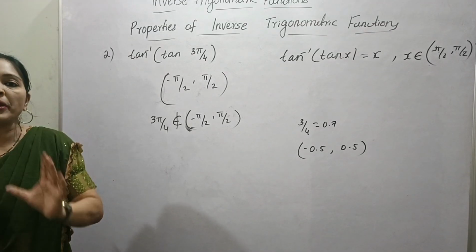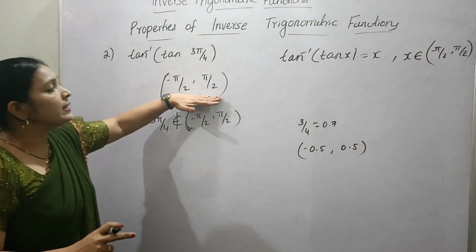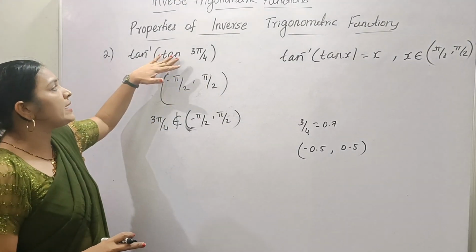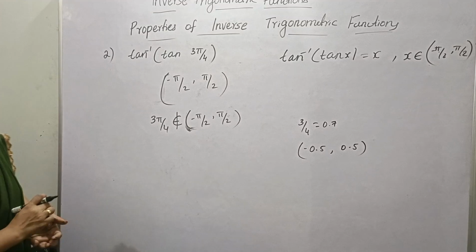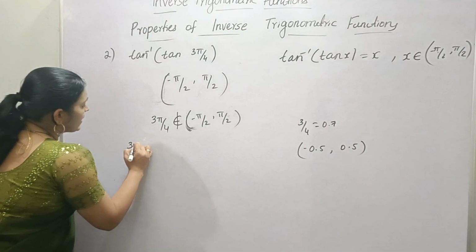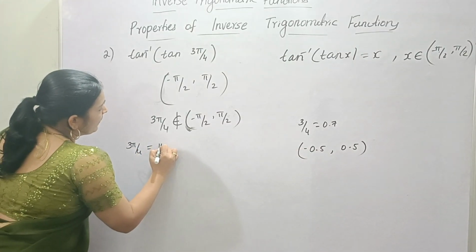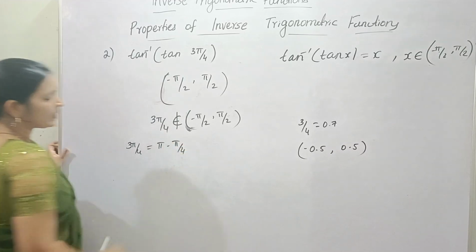If 3 pi by 4 were in this interval, then we could write it as equal to 3 pi by 4. So, this 3 pi by 4 can be written as pi minus pi by 4, isn't it?